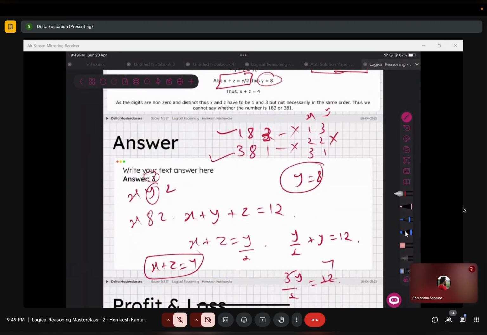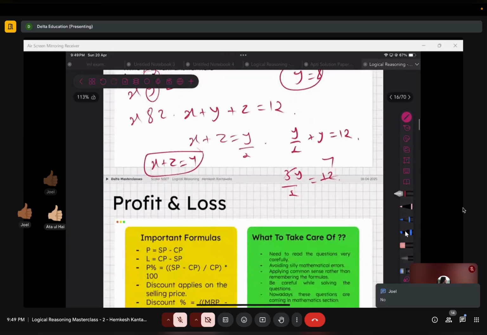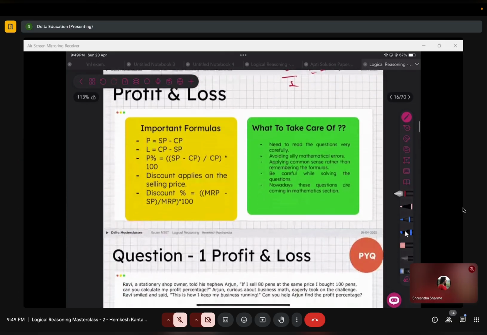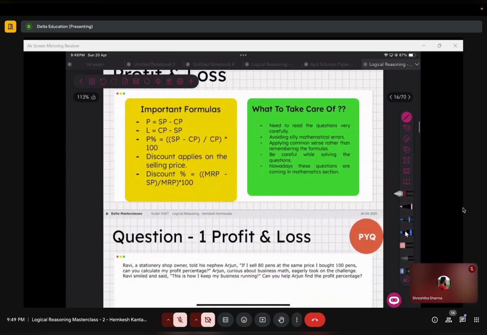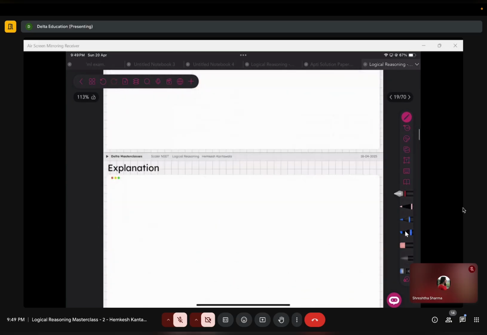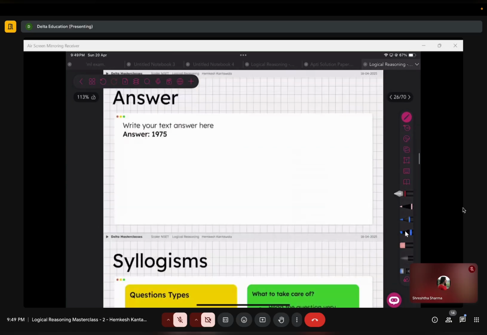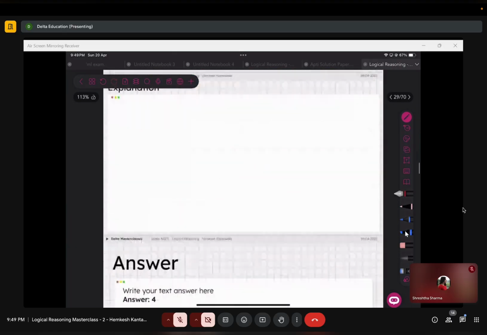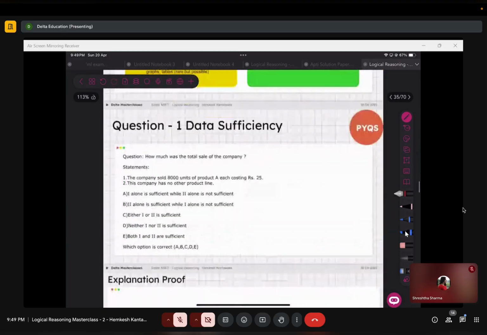Got everyone? Any doubts in this question? Great. So we are now remaining with 10 minutes. Let's go ahead with series. As we have done coding and decoding, let's go with series now.